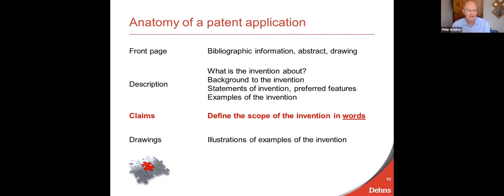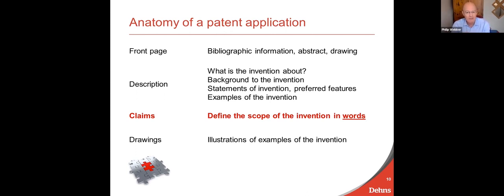What is the invention? Start off with a brief passage about what the invention's about. And then a bit on the background to the invention, because you want to educate the patent office examiner about what's gone before. And so the patent office examiner will then understand how your invention is different from what's been done before, and hopefully understand the merits of your invention and how brilliant it is.